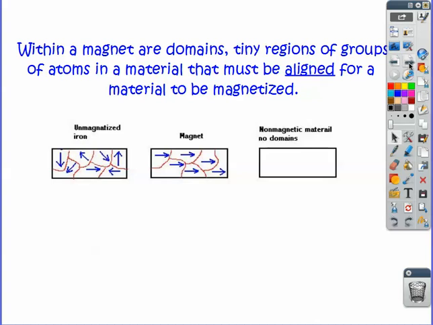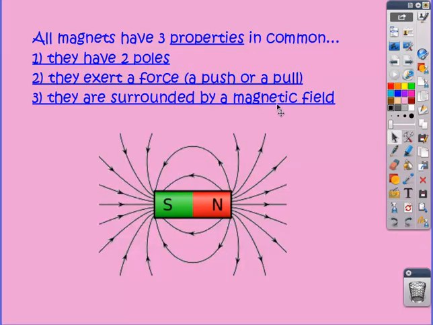Now, magnets have 3 different properties. They have 2 poles, north pole, south pole. They exert a force onto other objects. They exert a push or a pull onto objects that are made of iron or contain iron or are magnets. And they are also surrounded by a magnetic field, which is diagrammed here with these lines called magnetic field lines. When you look at a diagram for a magnet and you see the magnetic field lines, the closer together all these magnetic field lines are, the stronger the magnetic attraction or magnetic pull would be.